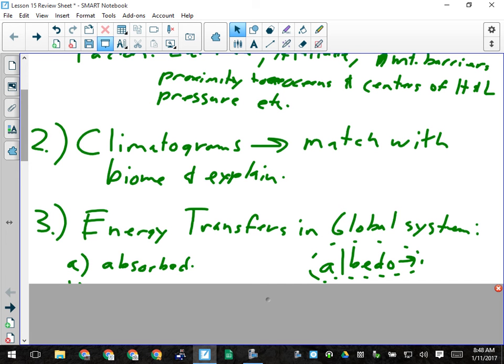And how much of each happens is based on this thing, albedo. Albedo is the reflectivity of the Earth's surface. Right now, our area has a very high albedo because the surface of the Earth is covered in white snow, which is highly reflective. A low albedo means that we absorb a lot of energy.